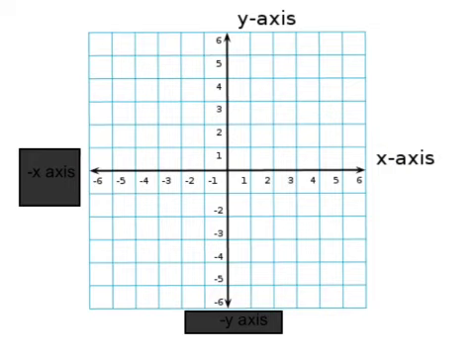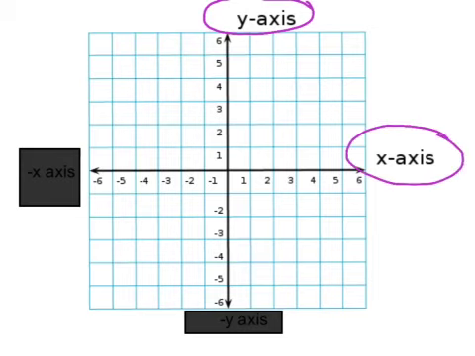Before anything else, you will need to know your axes on a grid. Well, this is our grid, and the vertical number line is called the y-axis, and the horizontal number line is called the x-axis, and where both the y and x-axis meet is called the origin.